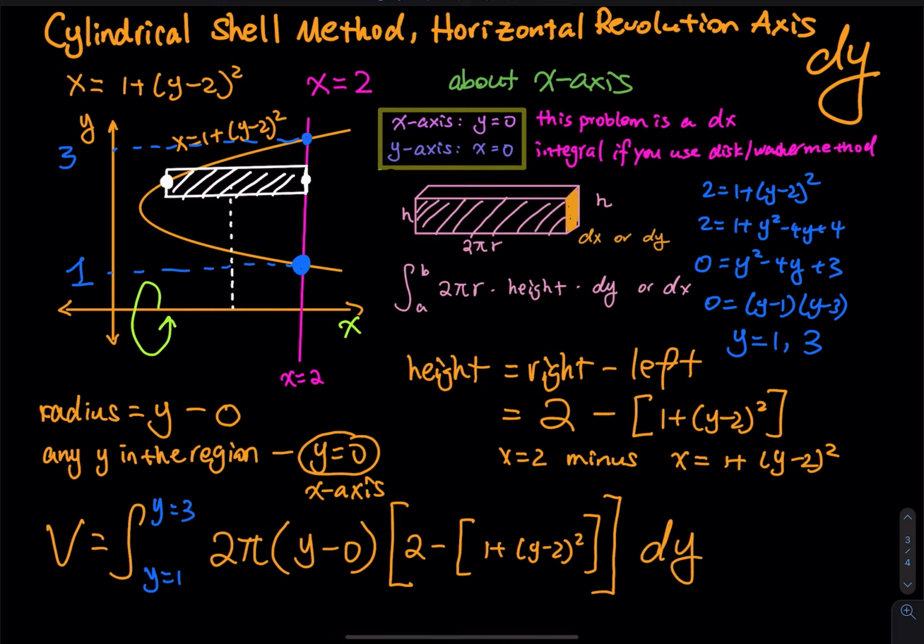And then the dy is the thickness, everything in the square bracket is the height, and the 2 pi r is the radius. Now, you know I like to do a lot of what if. So let's do the what if right here. So what if I do this?